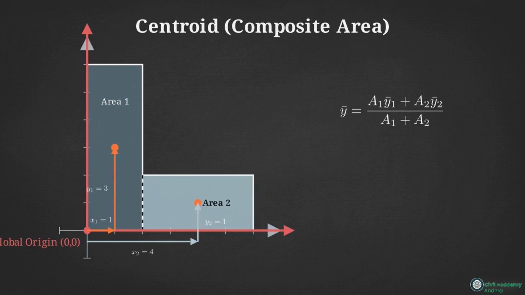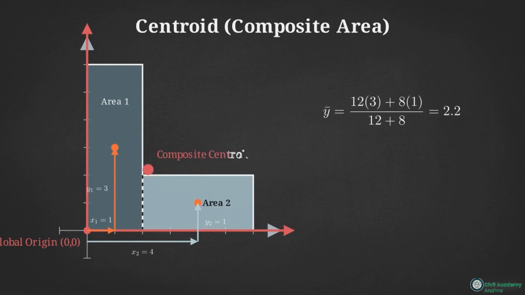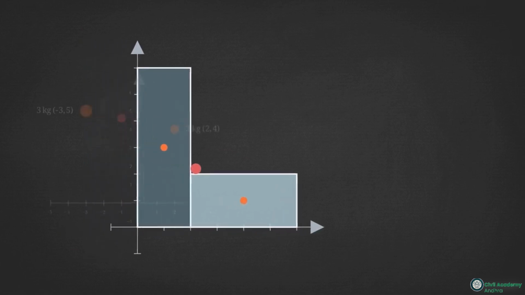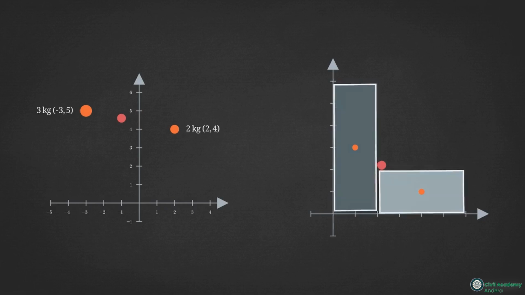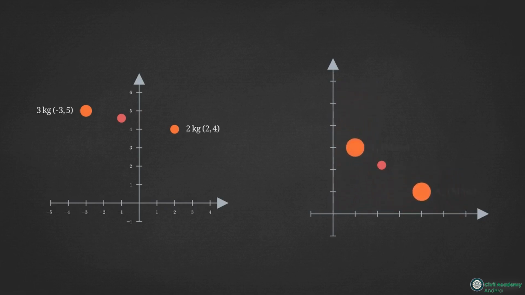We then sum the moments of each area, multiplying each individual area by its distance from the axis, and divide by the total combined area. This gives us the y-bar coordinate for the entire composite shape. This process works because calculating a composite centroid follows the same mathematical averaging as our particle system. We are simply treating each geometric area as a localized point of mass.